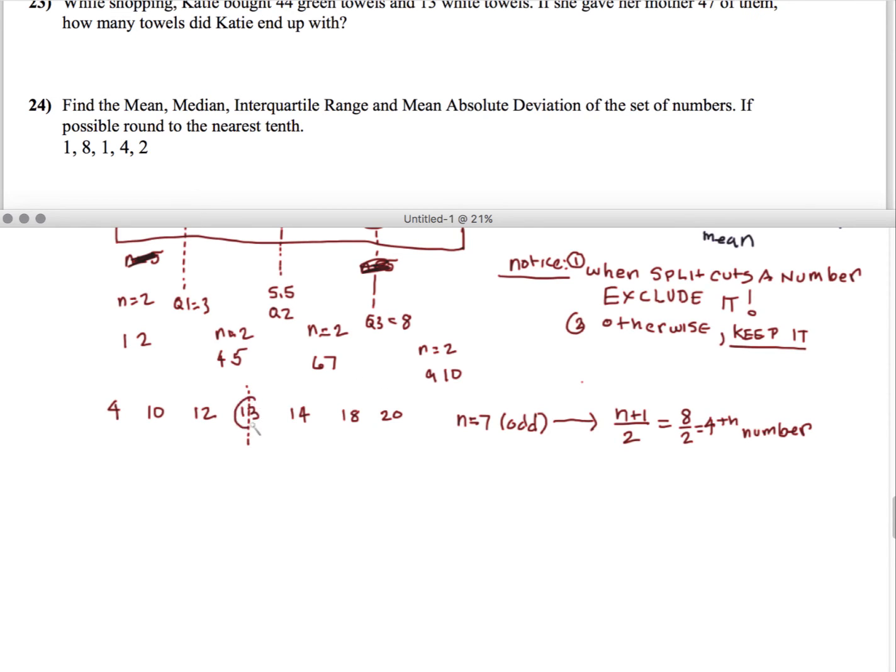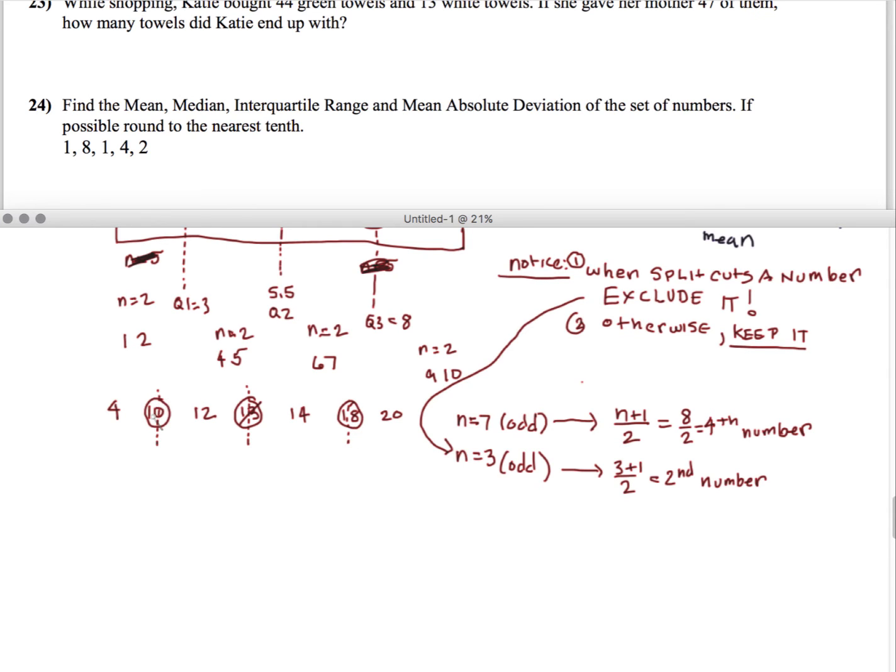So that means that 13 right here cuts down, and by rule 1 we exclude it. Okay, so to do our next cut, we're going to do 3 numbers because we excluded the middle one, remember, and that's an odd number, so we say 3 plus 1, that is over 2, that's 4 over 2 is 2, so the second number. So we go from the extremes, so 1, 2, 10 is quartile 1, and then 20, 18, that's quartile 3.